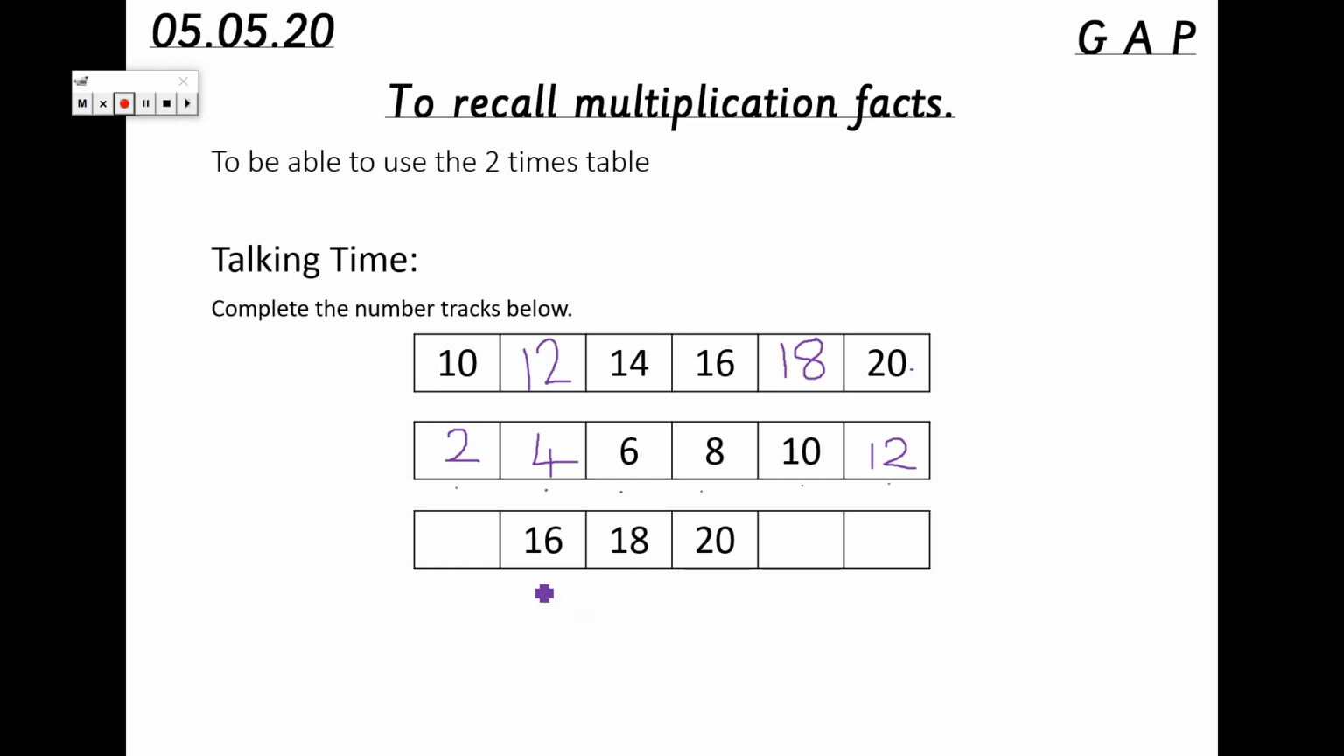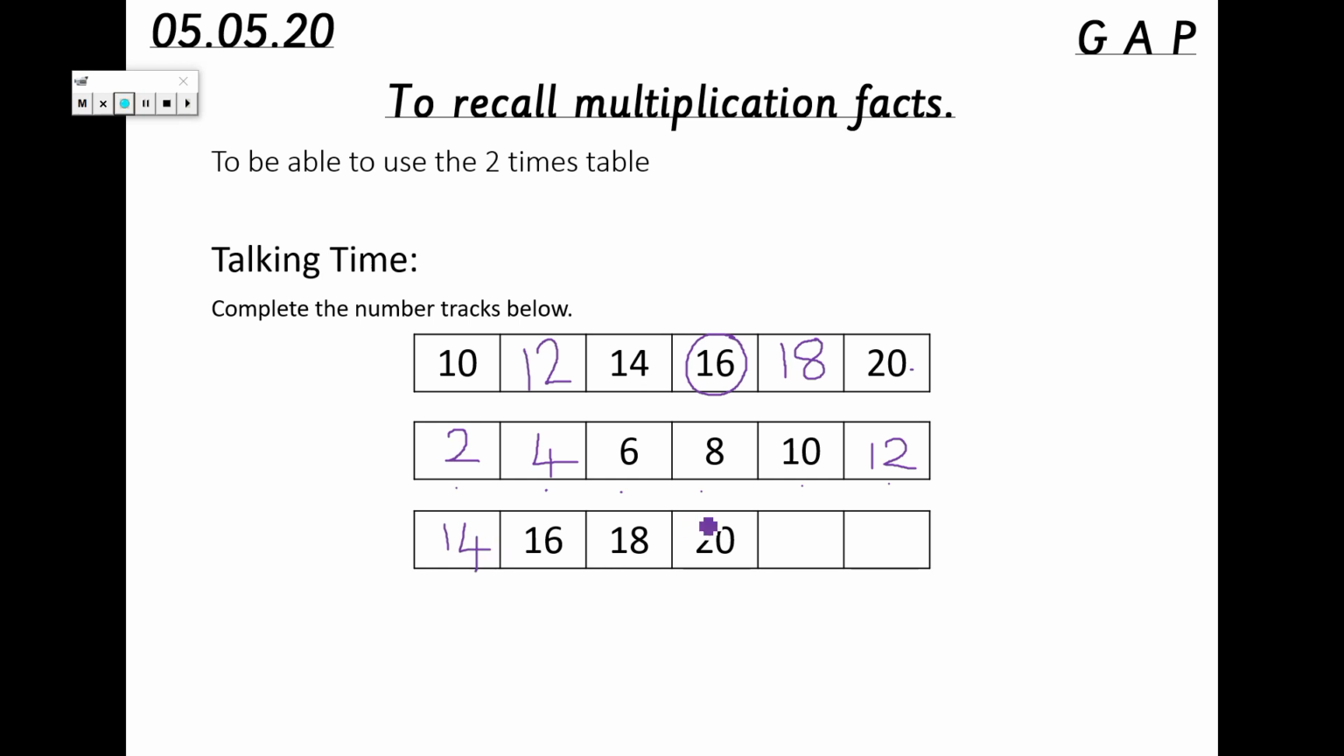The final one, again, we've got a number missing at the beginning here, but if you look at your number track at the top here, you've actually got the answer there in front of you. So we've got 16 is here. So which number comes just before 16? It is 14 in your 2 times table.